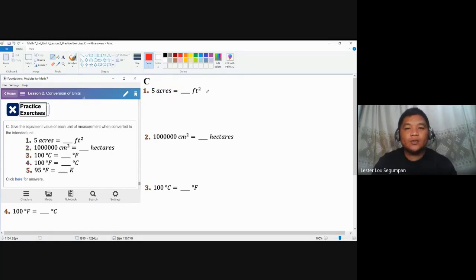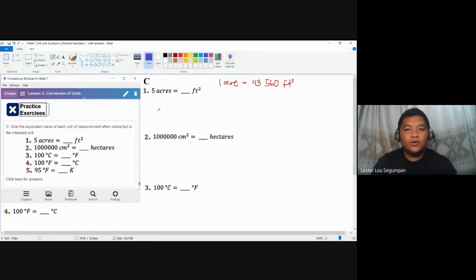Now, acres and square feet are actually part of the English system of measurement, and we already have equivalents for the two. We shall use the relationship that 1 acre is equivalent to 43,560 square feet. So we just need to use the direct relationship from acres to square feet.